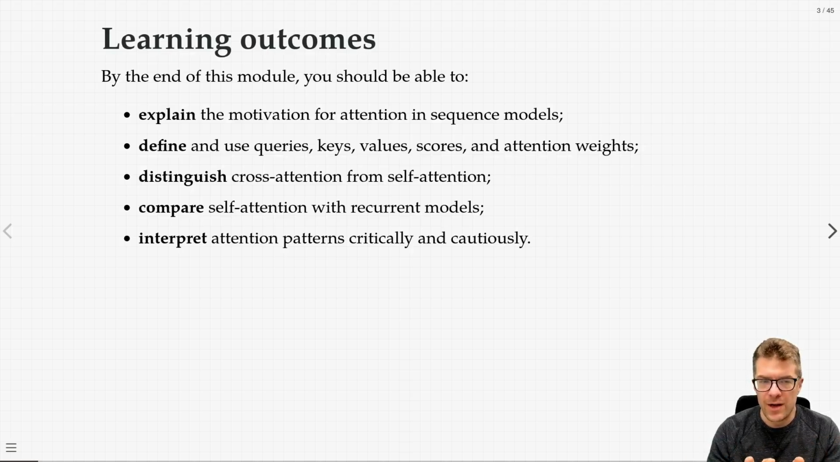We're going to, at a high level, talk about cross-attention versus self-attention. These are almost identical concepts, but they're slightly different, so you're going to have to be able to distinguish between them. We should be able to compare self-attention with recurrent models through experiments. We're going to see some examples. And you ought to be able to interpret the kinds of patterns you get from attention critically and cautiously, using the same sort of scientific curiosity we've been emphasizing throughout this whole course.